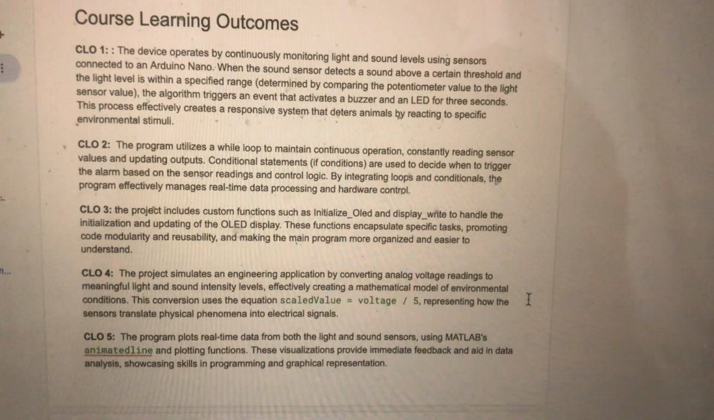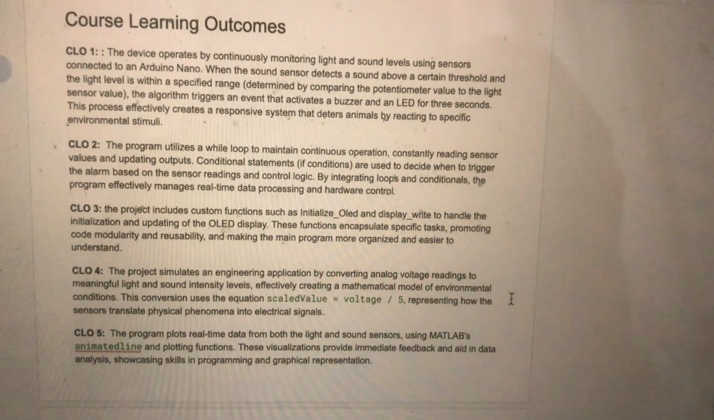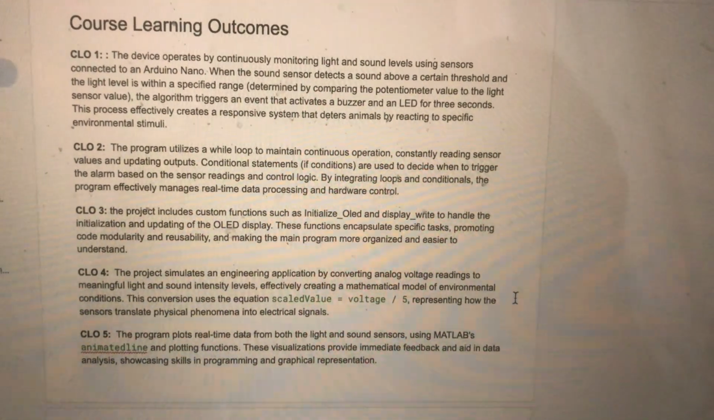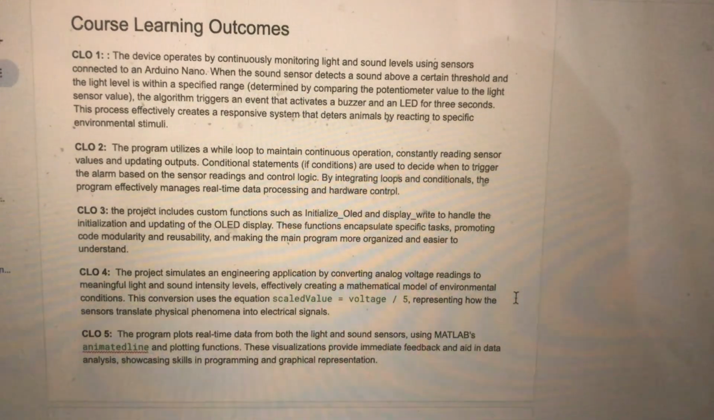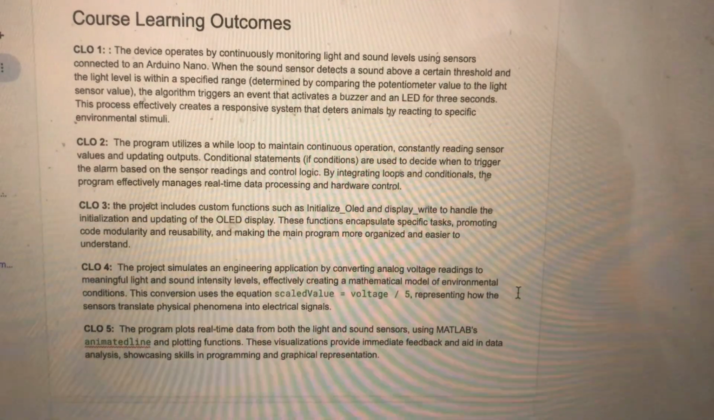For CL01, the device operates by continuously monitoring light and sound levels using sensors connected to an Arduino Nano. The sound sensor detects sound above a certain threshold and the light level within a specified range. This algorithm activates a buzzer and LED for 3 seconds, and this creates a responsive system that deters animals.